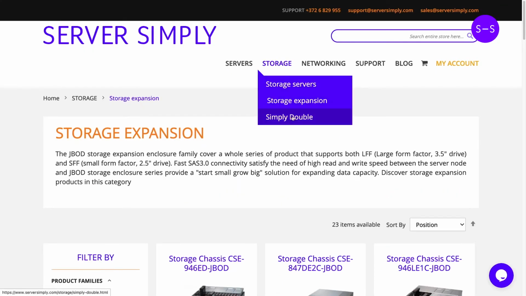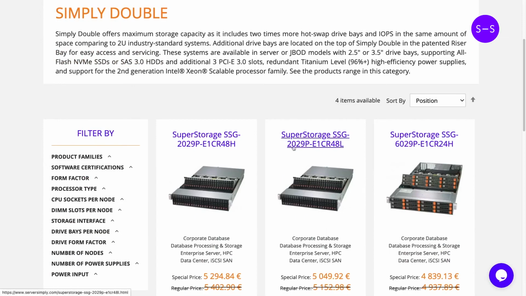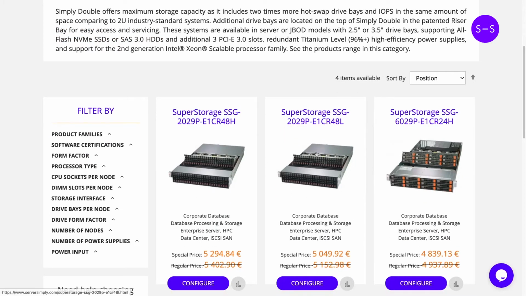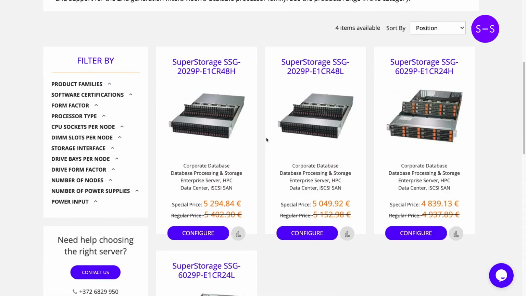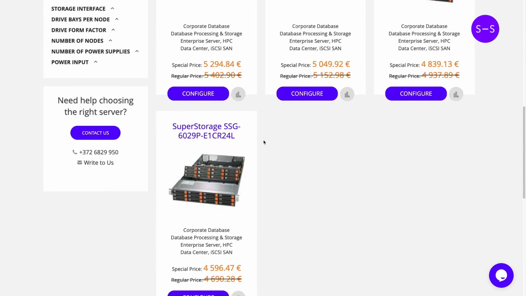We have some specialty systems here like Simply Double. Those are actually storage servers with the compute power or motherboard in the rear and 2 rows of disks in the front. Obviously for different applications, but mostly where high capacity is needed in a high density form factor.